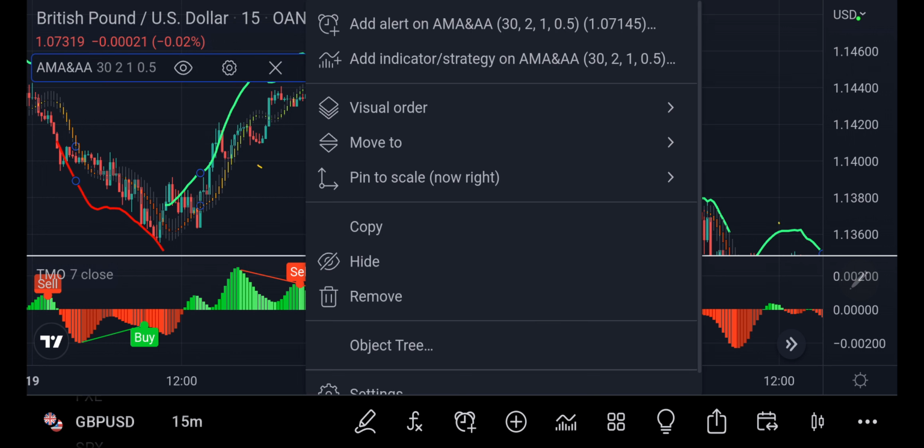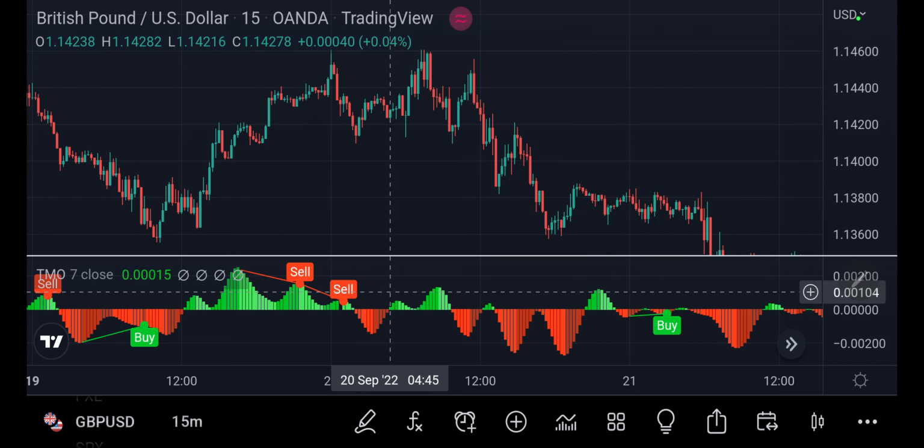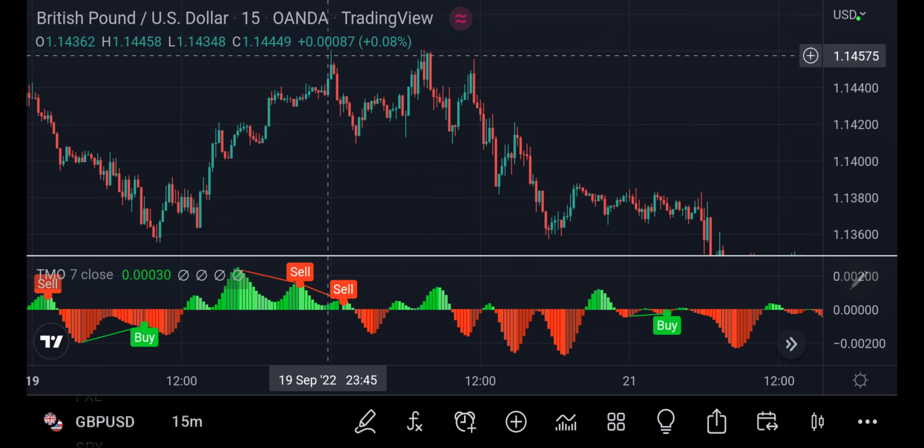Sorry guys, where does it come from? I can remove this one. Well, what is this? It's confusing me now. Okay, so yeah, it was just an indicator.